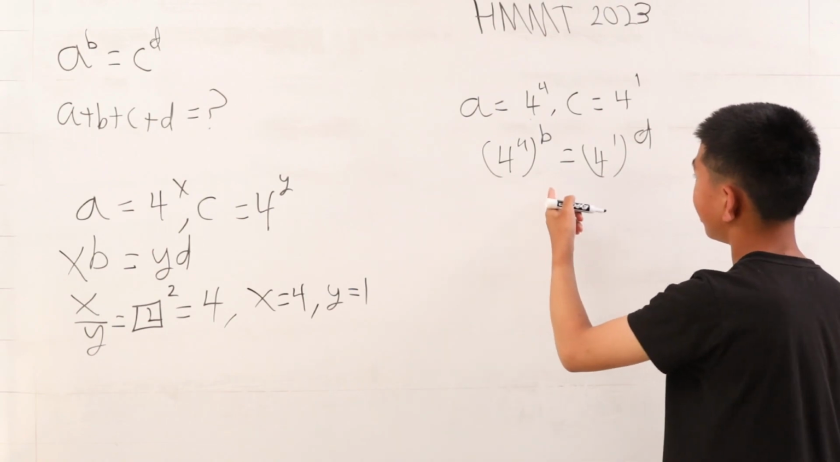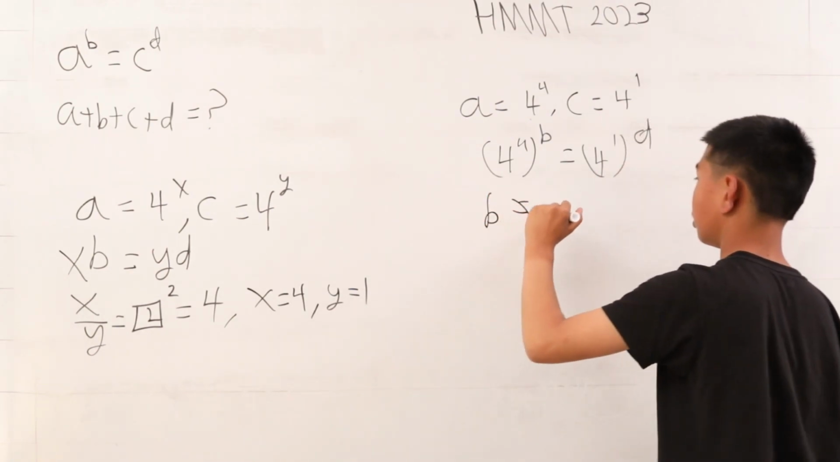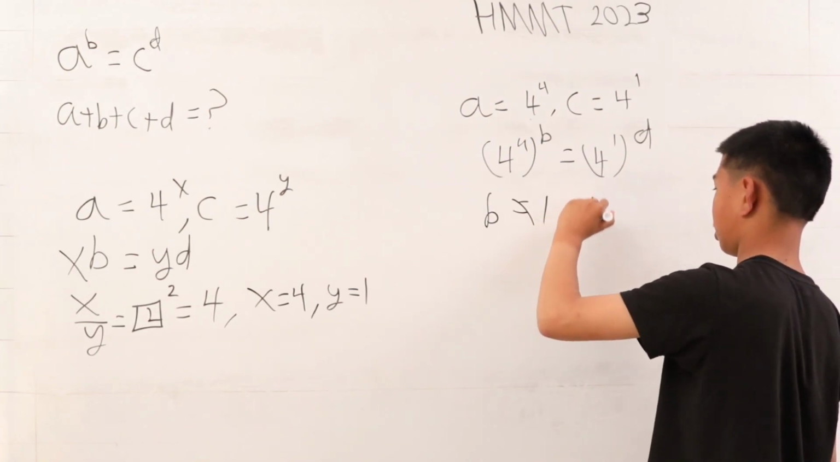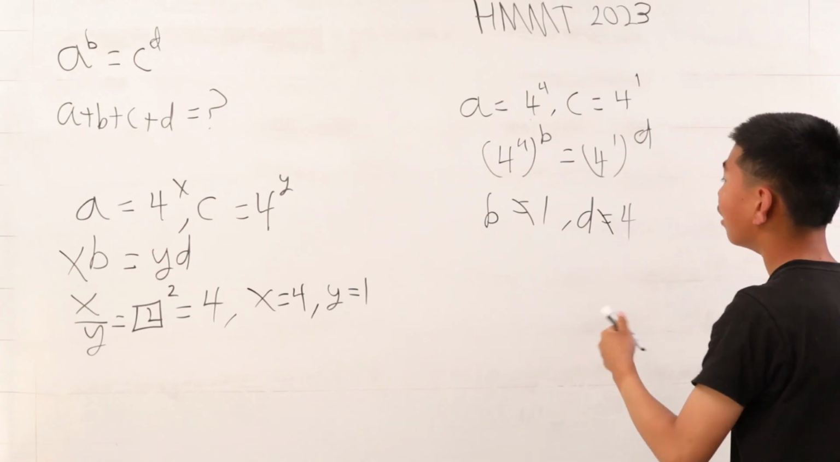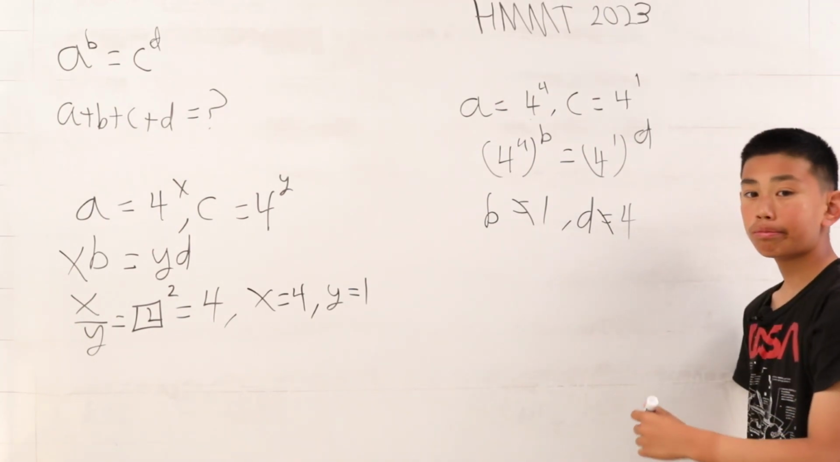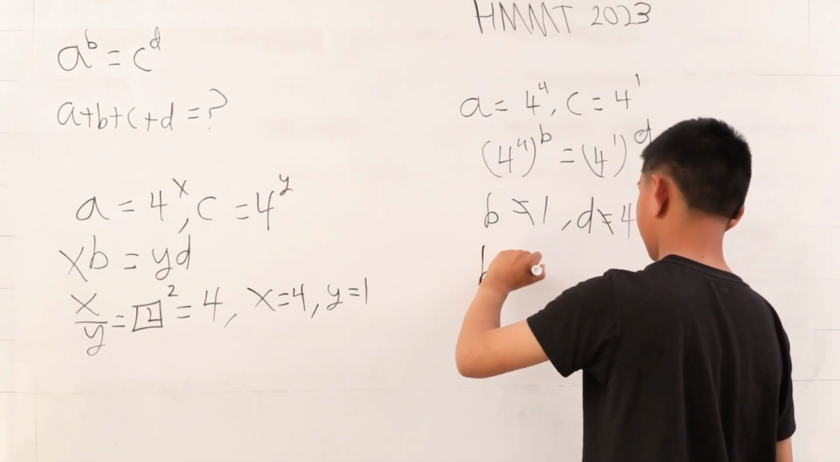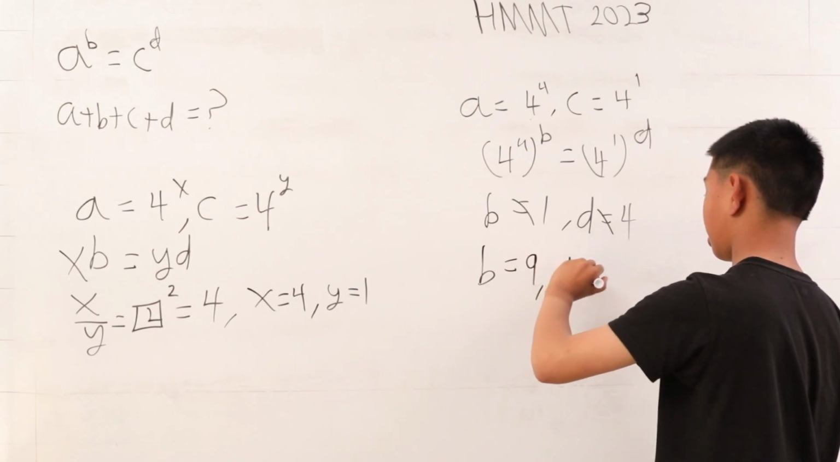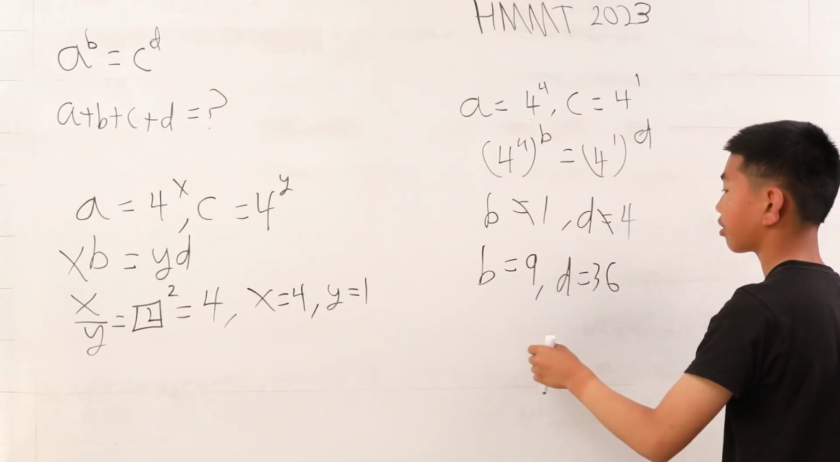We see that they can't just be 4 and 1. B cannot be 1 and D cannot be equal to 4. It's not that easy. However, if we multiply both of these numbers by the next perfect square, which is 9, we get that B is 9 and D is 36, in which case this does work.